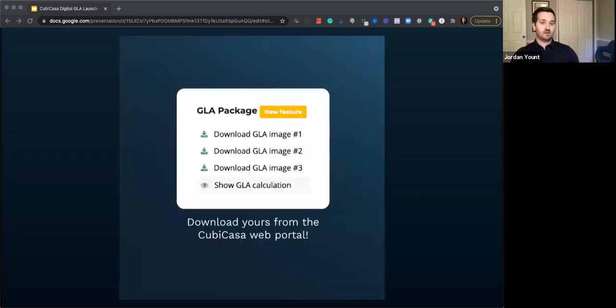And so from the CubiCasa dashboard, where you would normally have downloadable JPEGs, PNGs, SVGs, and PDFs, you can now download this GLA image for each floor, along with the calculation for the GLA. So it will show each floor and a breakdown of how we got to that calculation. So you're able to download that and have some proof behind the images there.